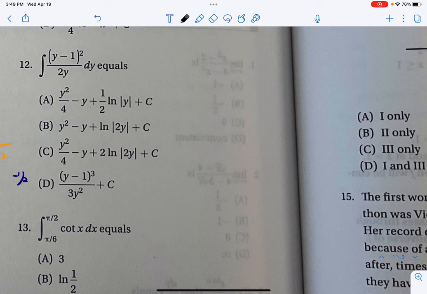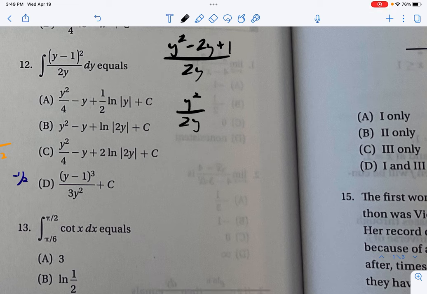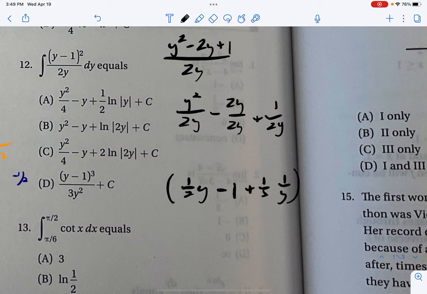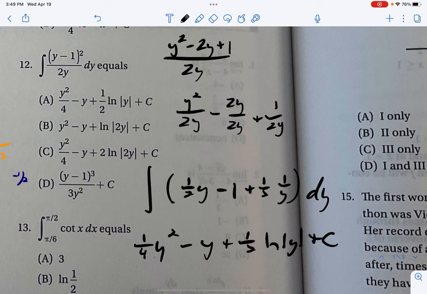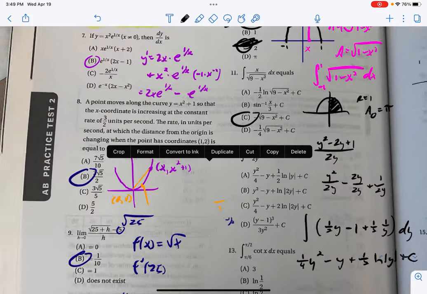Okay, 12. Rewrite it so it's easy. FOIL it out. What we have here is y squared minus 2y plus 1, if we FOIL out the top, over 2y. Break that up into three different fractions. Y squared over 2y minus 2y over 2y plus 1 over 2y. So what we're actually integrating, if you do them one at a time, is 1 half of y minus 1 plus 1 half of 1 over y. We're integrating that. So we have 1/4 y squared minus y plus 1 half natural log of the absolute value of y. And that is A.